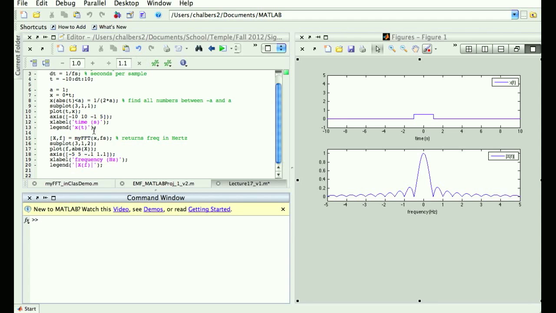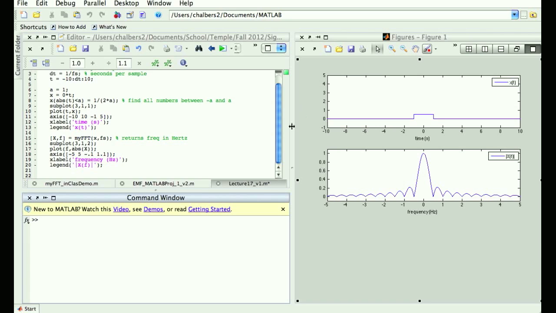Is your X signal the same as mine? Did you make sure you did the 1 over 2a part properly? Yes, sir. I have an undefined function on my FFT. Yeah, you have to download my FFT from Blackboard. It's not a built-in function. I wrote it. That's why it's my FFT. My FFT is a function that I wrote, which calls the built-in FFT function and adds a little bit of functionality to it. If you can't find it, I'll help you after class tweak the code.